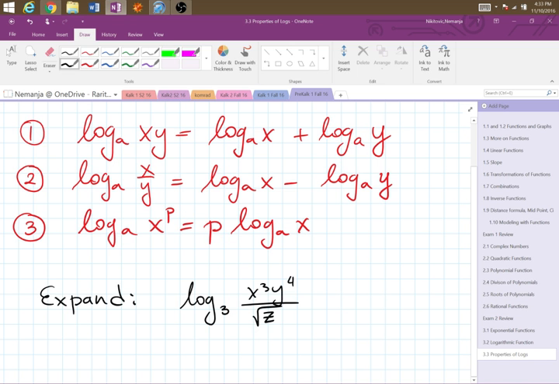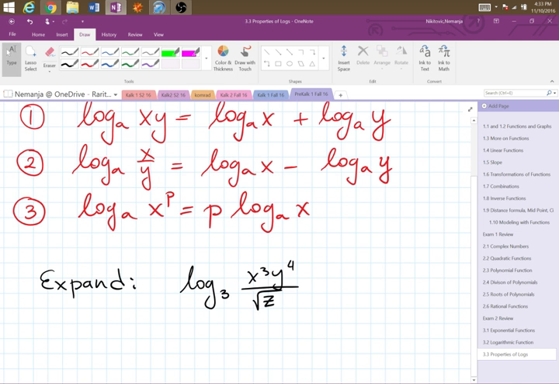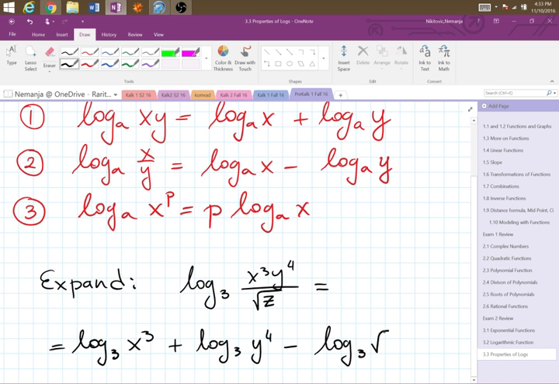So we are going to have this equal to log base 3 of x cubed plus log base 3 of y to the 4th, and then minus log base 3 of square root of z. So anything that was multiplied gets a plus, and anything that was divided by gets a minus. Very simple. Yes? Very good. That's the next step.